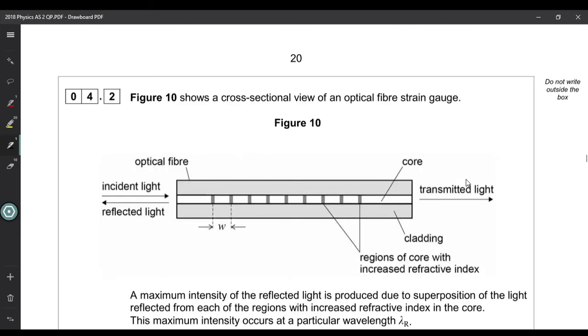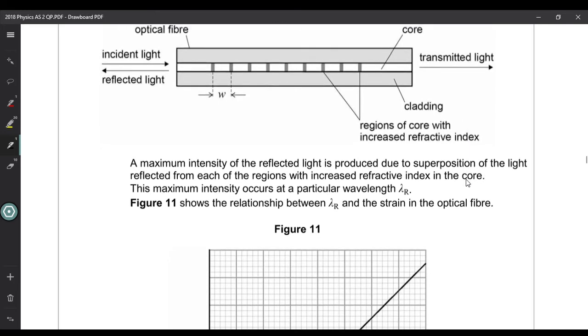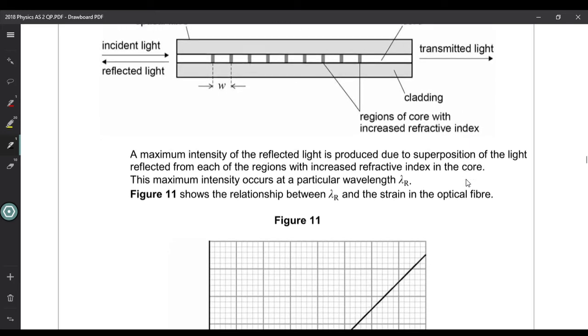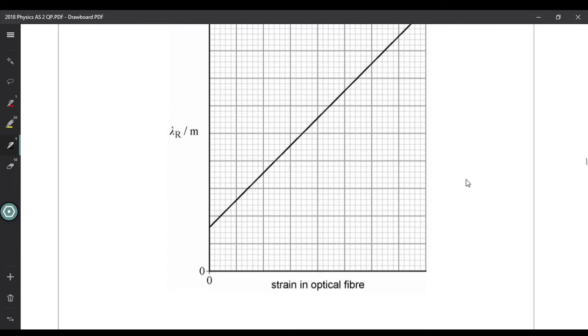Part 2 shows us a figure of an optical fibre strain gauge, where we're given the incident light, the reflected light, and regions of core with the increased refractive index. We're told that a maximum intensity of the reflected light is produced due to superposition of the light reflected from each of the regions with increased refractive index in the core. The maximum intensity occurs at a particular wavelength, lambda r. Figure 11 shows the relationship between lambda r and the strain in the optical fibre. So we're given this graph here.